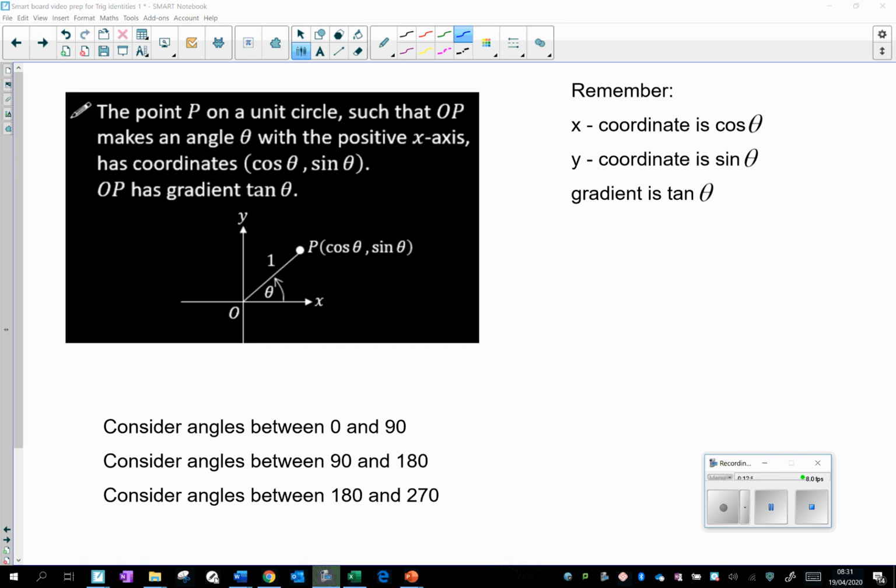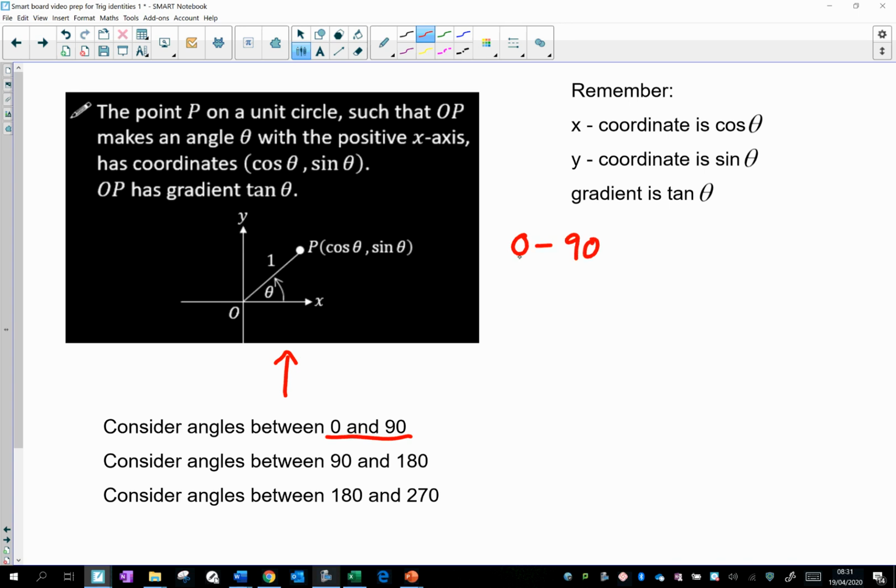Okay, so let's have a look at the coordinates of angles, and let's have a look at this original diagram here. You can see for angles between 0 and 90, so that's up in this diagram here, the coordinates of P are both going to be positive. So for 0 to 90, we can see that sine theta is going to be positive. We can see that cos theta is going to be positive, and tan theta, remember, is the gradient of the line. That line has a positive gradient, so that will also be positive. Okay, let's have a look now, though, at 90 to 180.